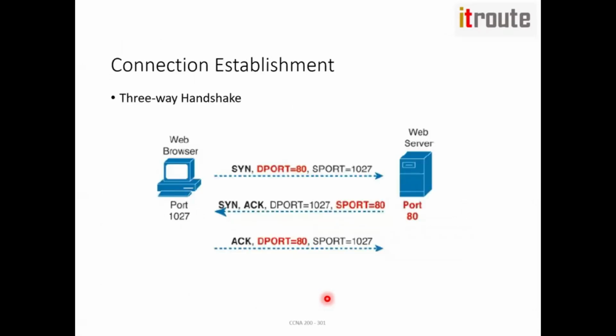And TCP connection establishment. TCP does a three-way handshake. It will send a SYN message to the destination server, and the destination server will reply back with SYN and ACK, with the destination's port number. And the web server will acknowledge that one. Destination's port number and source port number is 102427.